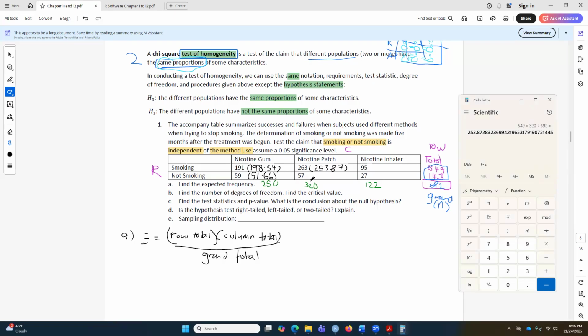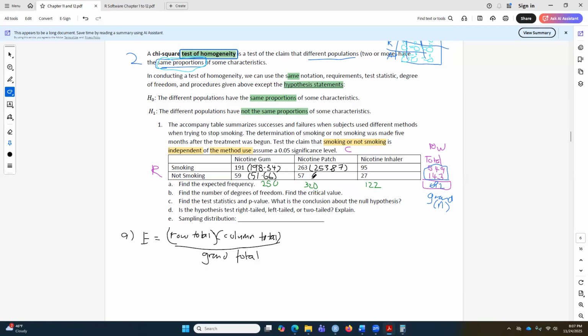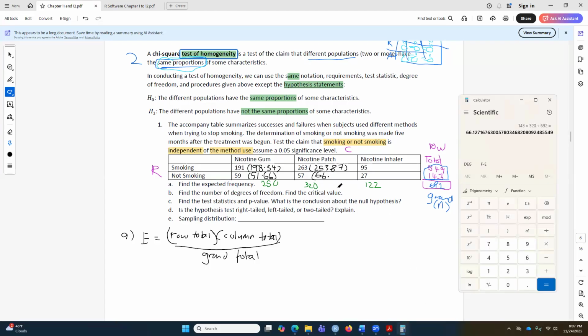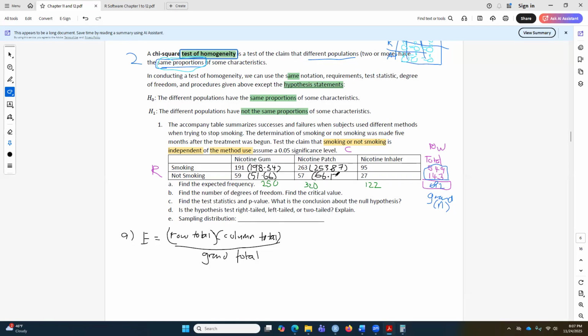And then I'll do the bottom one. Those who do not smoke or quit smoking is 143. Those who use the nicotine patch is 320, and you divide by 692. So I'm expecting 66.13 of those people who use the nicotine patch and quit smoking.